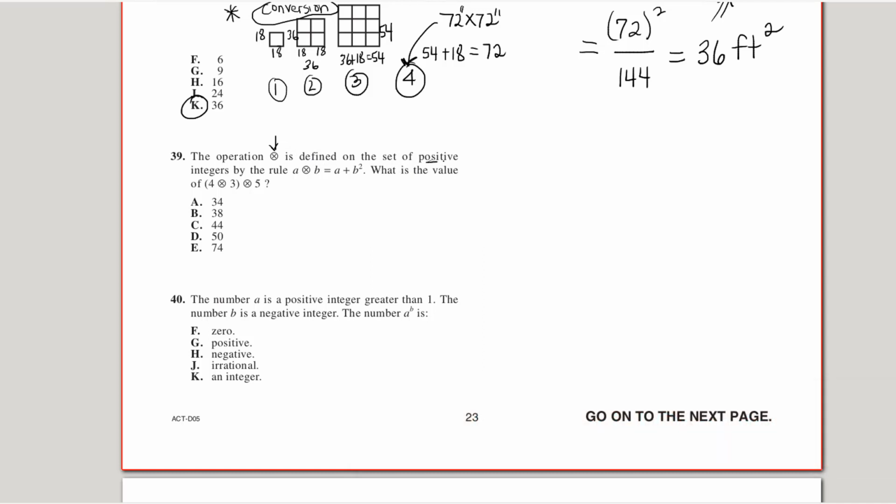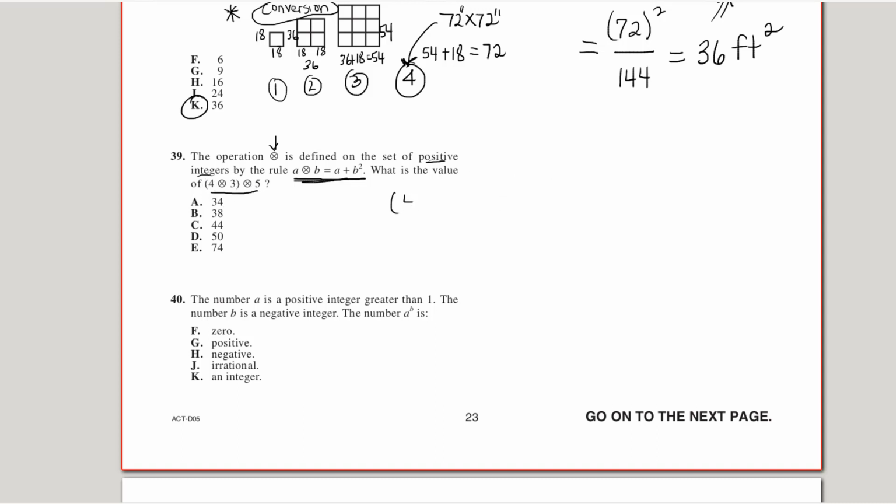Question 39 gives us an operation that is this x with a circle around it to be defined on the set of positive integers by the rule a with this operation b is equal to a plus b squared. This is our rule that we are to follow to find the value here of 4 operation 3 operation 5, and we want to pay attention to our parentheses here.